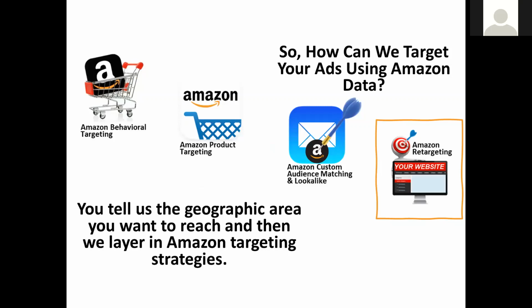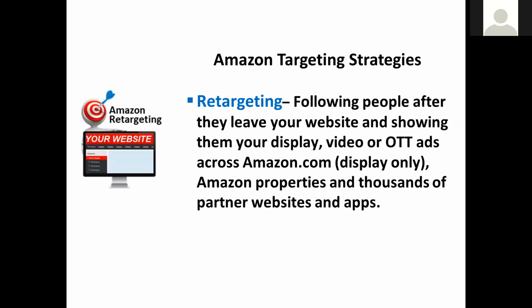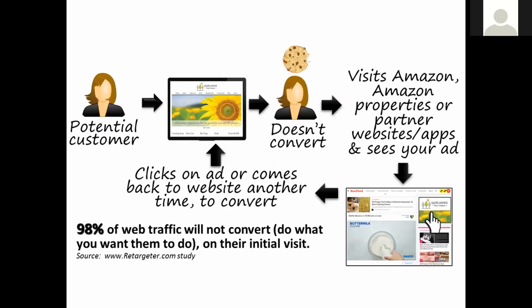So again, one of the final and more important elements of any type of digital display strategy is going to be retargeting. Retargeting means that we're going to follow people after they leave your website and show them your display, video, or OTT ads across Amazon.com, those properties, and again, on those ComScore 100 websites and apps.